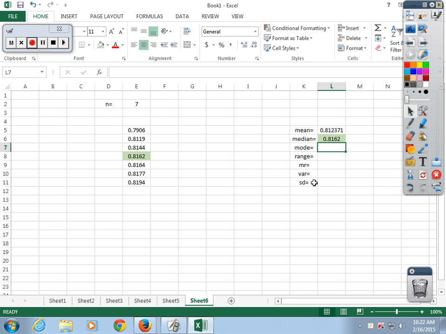Any modes? So you put 0, right? Put NA or ain't there. Range. Highest minus your what?